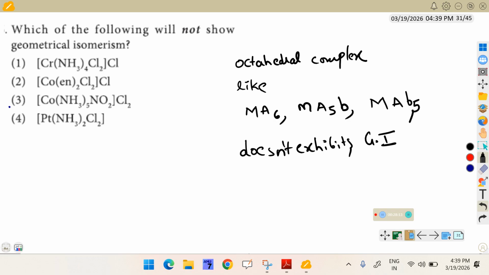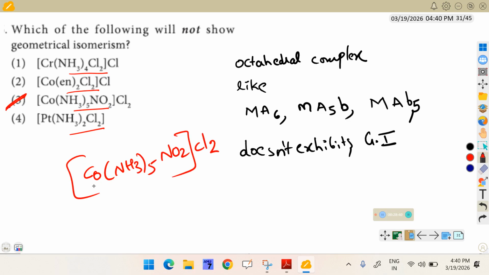Which of the following will not show geometrical isomerism? All given are octahedral complexes. Octahedral complexes like Ma6 and Ma5b do not exhibit geometrical isomerism. The third option is the correct option. How? The third option is Co(NH3)5 NO2 Cl2. Taking NH3 as A5 and NO2 as B, Ma5b does not show geometrical isomerism.